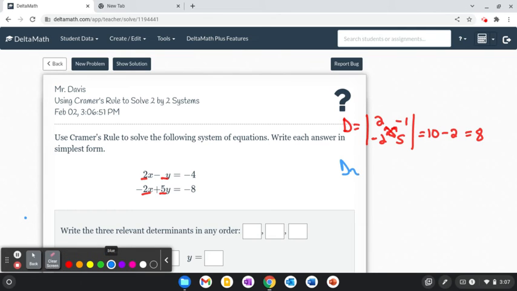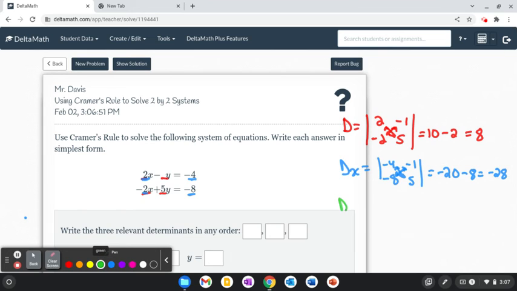We then want to do d sub x. So now we're going to swap out these x coefficients with -4 and -8. So we have -4, -8 in the first column, and then -1 and 5 for the second column. We'll do our cross multiplying. Always start in the upper left there. -4 times 5 is -20, minus, and then -1 times -8 is +8. So that's going to give us -28.